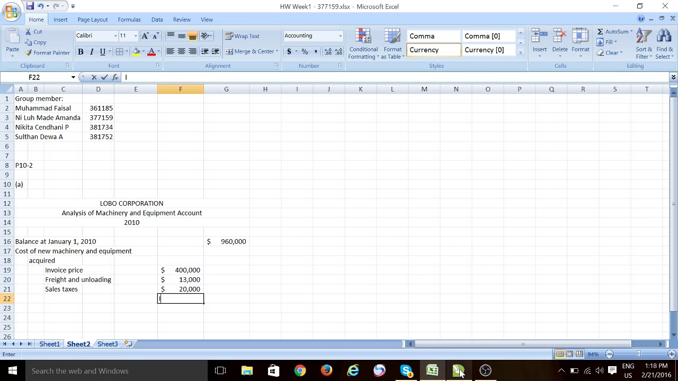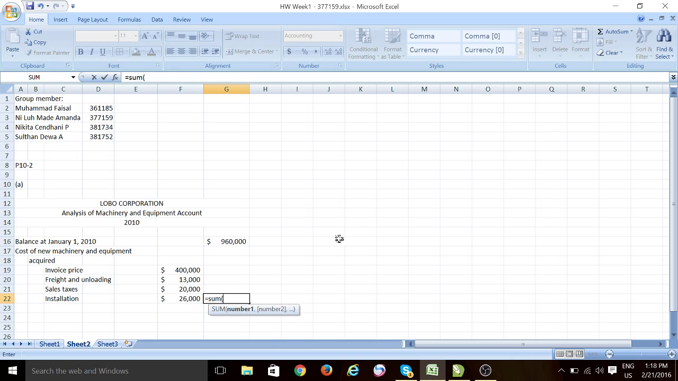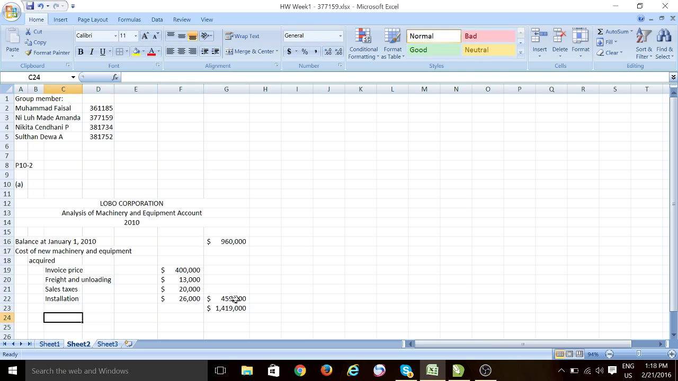And then the last one is installation at 26,000. We sum this up, and then sum the balance as well as the total purchase cost. We got 1,419,000, but this is not finished yet because we have a deduction cost of machine. So we will note that down too.